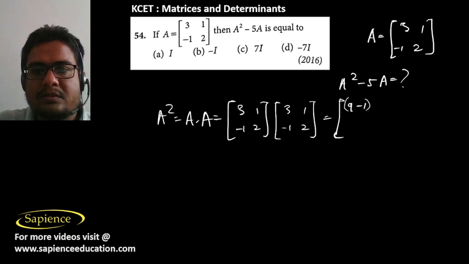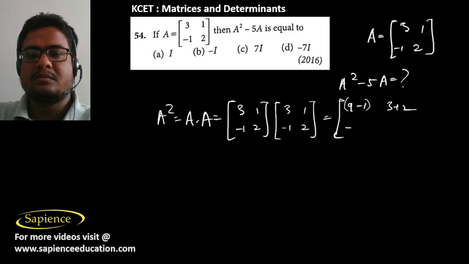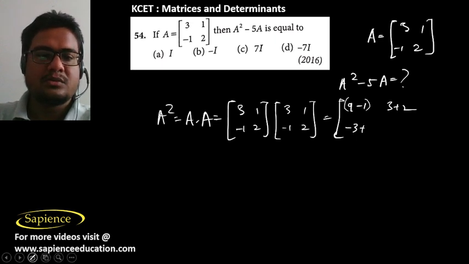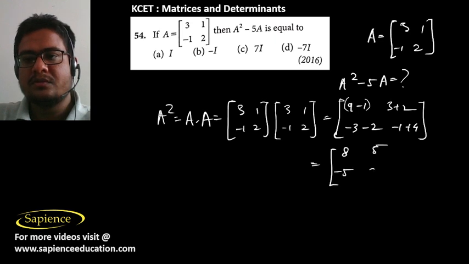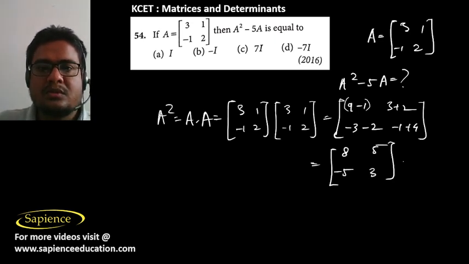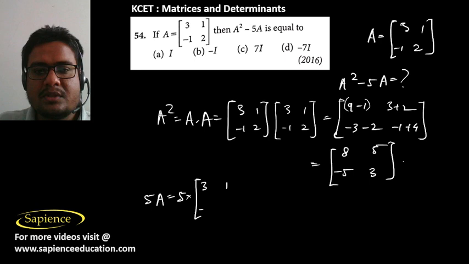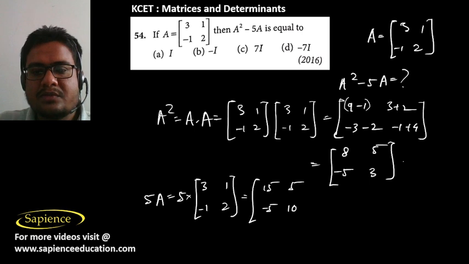This will be 3 plus 2. This is minus 3 plus minus 3, minus 2, minus 3, 2. This is minus 1 plus 4. This will be equal to 8, 5, minus 5, 3. So this one is A square, and then 5A will be equal to 5 into 3, 1, minus 1, 2. This will be equal to 15, 5, minus 5, 10.